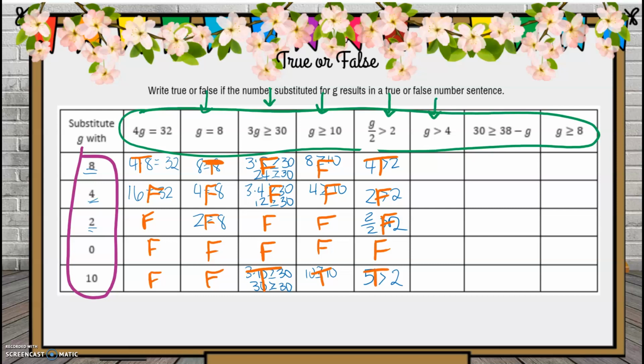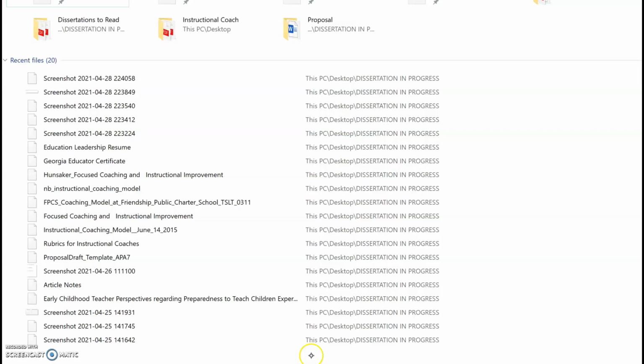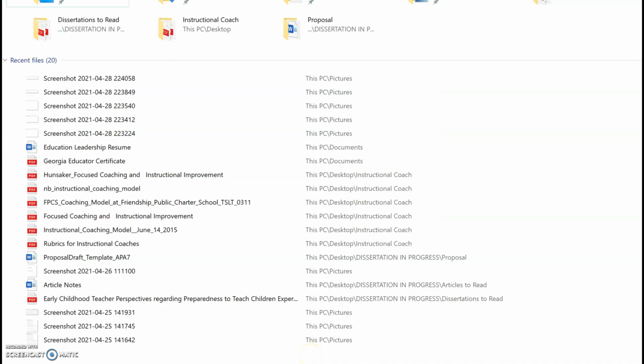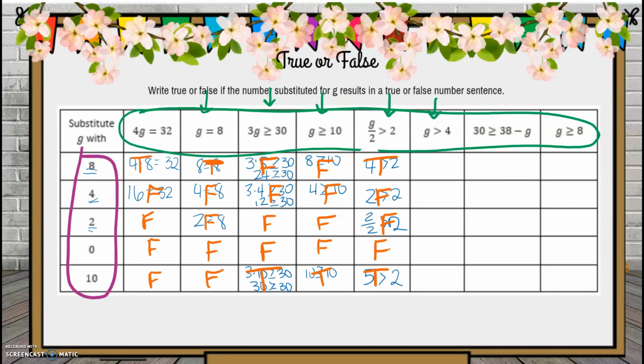Next row over, we have G is greater than 4. Is 8 greater than 4? Yes, true. Is 4 greater than 4? False. Is 2 greater than 4? That is also false. Is 0 greater than 4? That is false. Is 10 greater than 4? That is true. Next row over, we have 30 is greater than or equal to 38 minus G.